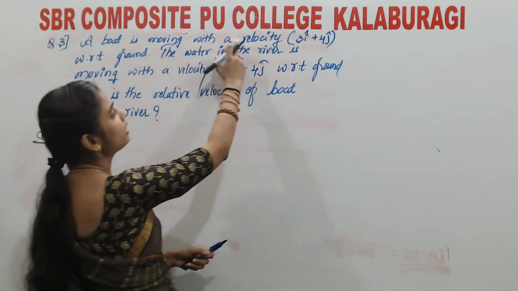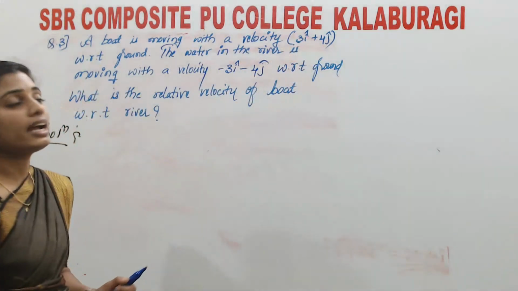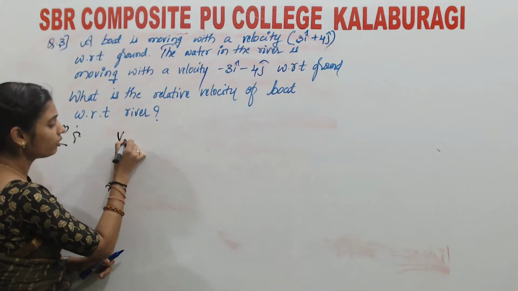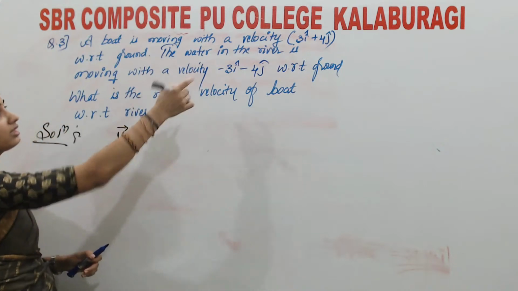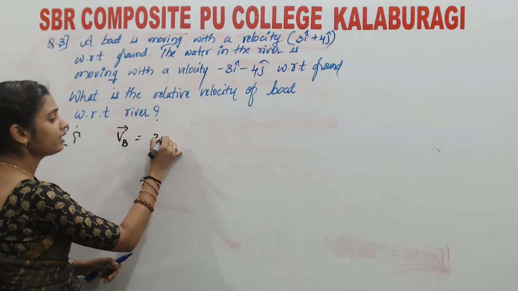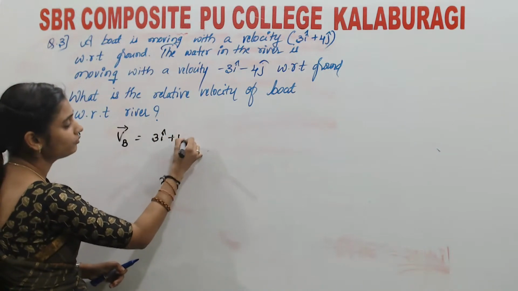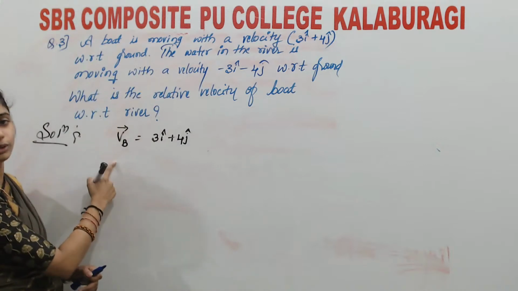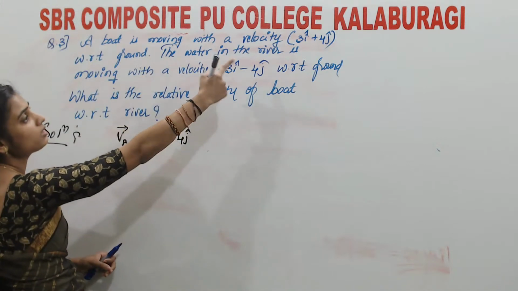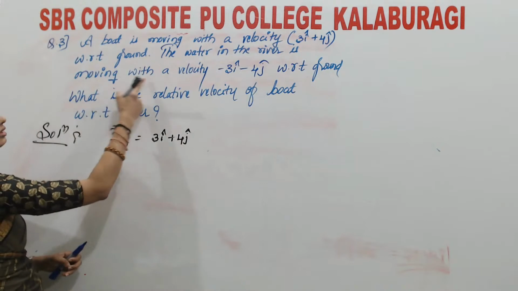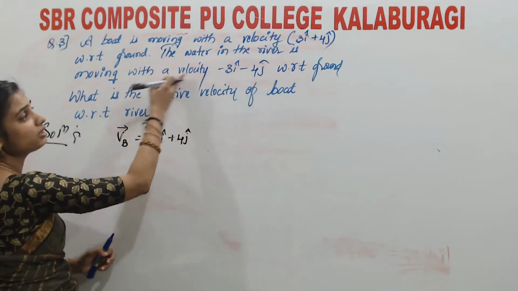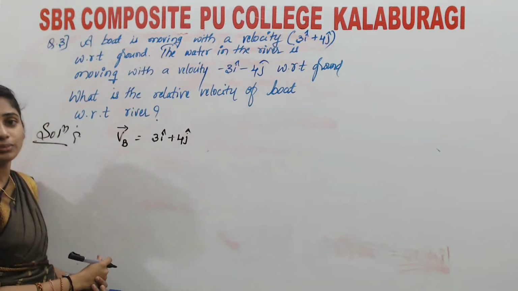Here they have given a boat moving with a velocity of 3i cap plus 4j cap. Let me write down the velocity of the boat. Velocity of boat is nothing but 3i cap plus 4j cap, with respect to ground. Now the water in the river is moving with the velocity minus 3i cap minus 4j cap.